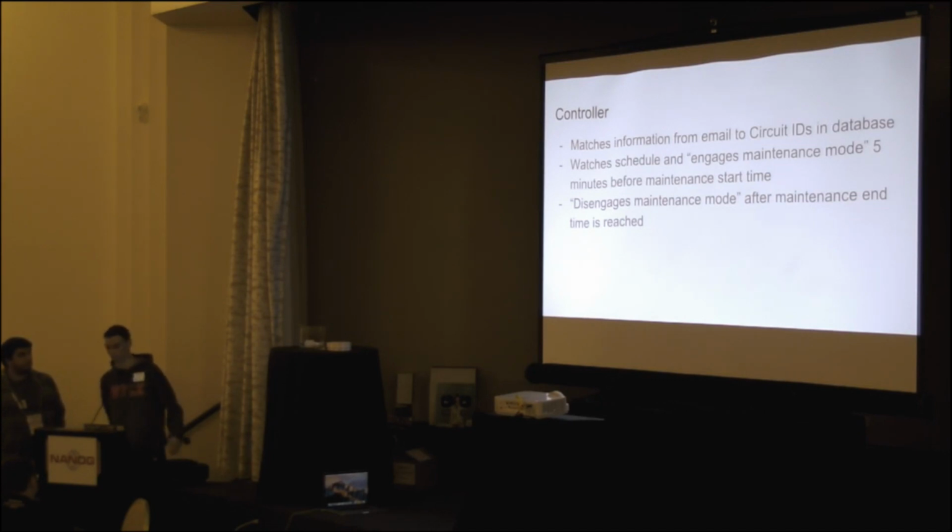This really just watches the schedule for changes, and it looks for events that are coming up with a near start time. I think we set it to 5 minutes, so if a planned maintenance event comes up in the schedule within 5 minutes, we will go and execute whatever config we have to shift traffic off of the circuit that will be going down, or the peering session, or whatever it might be. And then after the maintenance is done, we have a feature that will disengage the maintenance mode, bringing traffic back onto the link.